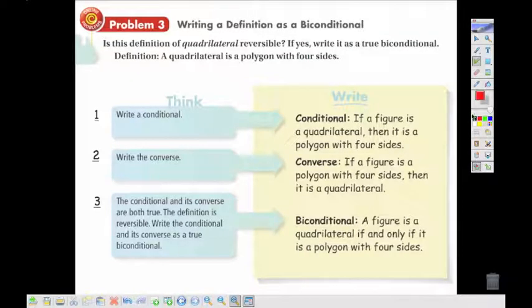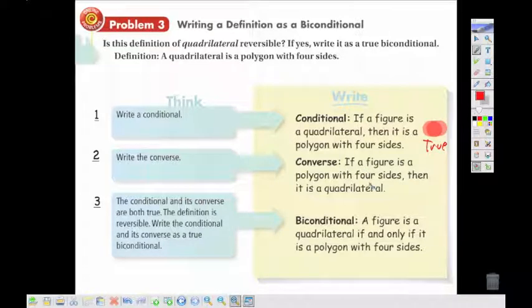So if we're asked to write a biconditional statement, we want to think of this in 3 steps. First, we write a conditional. So, is this definition of a quadrilateral reversible? A quadrilateral is a polygon with 4 sides. So we think of the conditional: if a figure is a quadrilateral, then it must have 4 sides. And that's true.